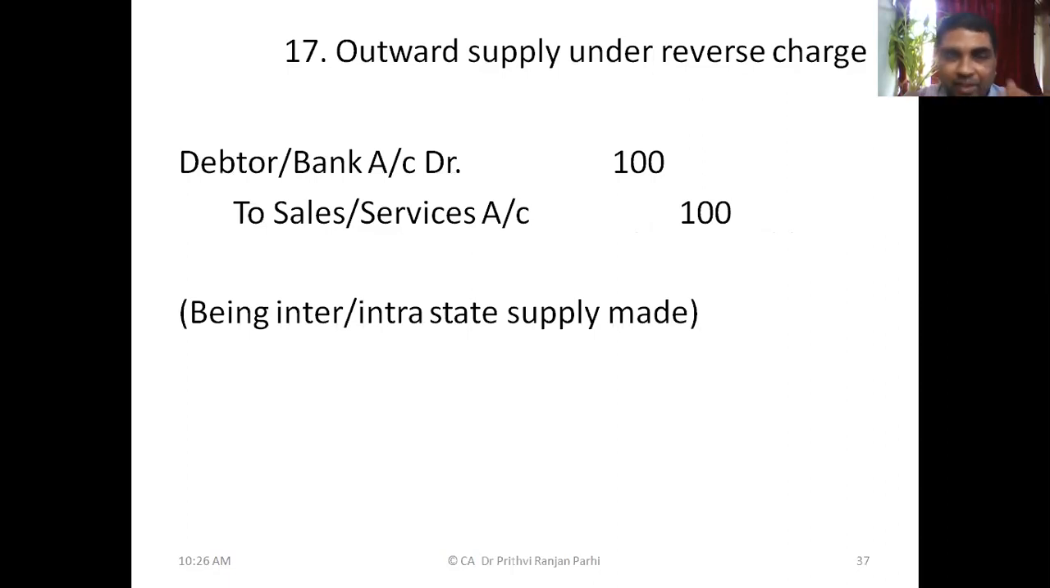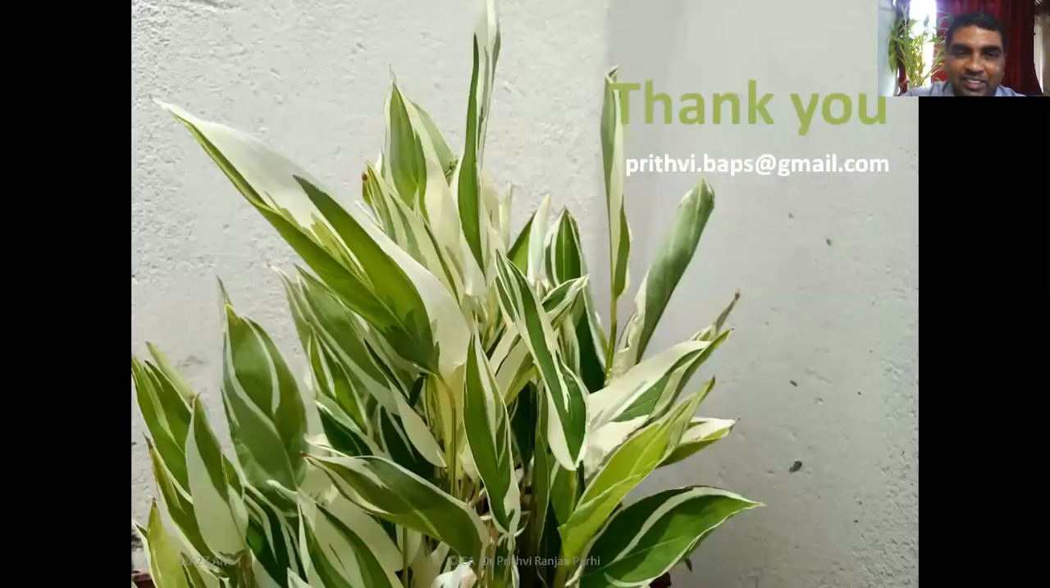And if outward supply is made under reverse charge mechanism, since it is under reverse charge, the supplier has no responsibility about GST. The recipient has to pay. So the supplier will make a simple entry: debtor account or bank account debit to sales or services account, for the base value only. The recipient will pay GST under reverse charge mechanism, with similar entries to those we have learned earlier.